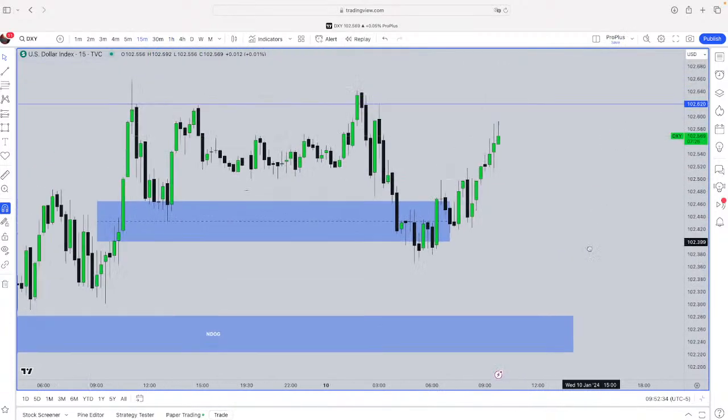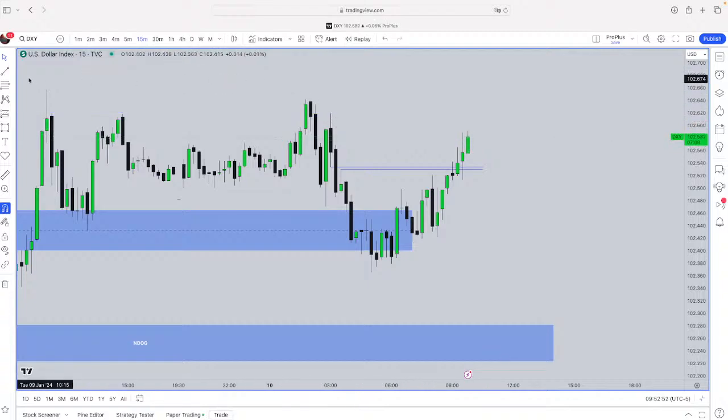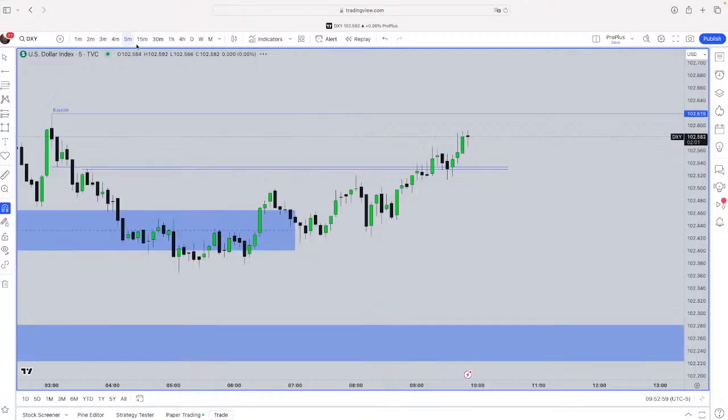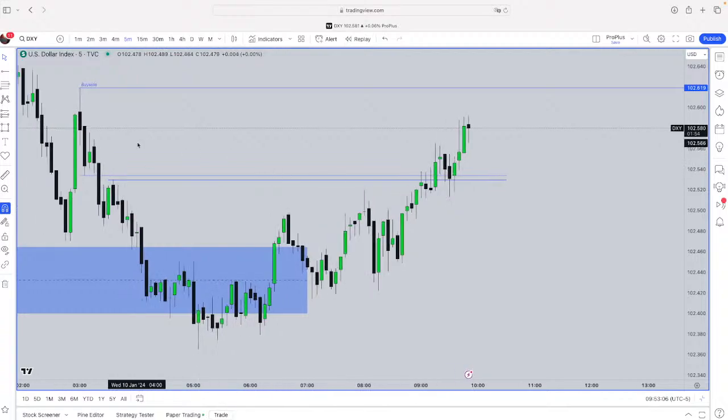Look on the 15. Not really any inefficiency here. There's that one here, if I draw this across. We can see price respected it, broke above, retested as inversion, heading higher. So the next draw would be here for now. So on the 5, that's what it looks like. It rejects it, breaks above, retests it nicely to run above.